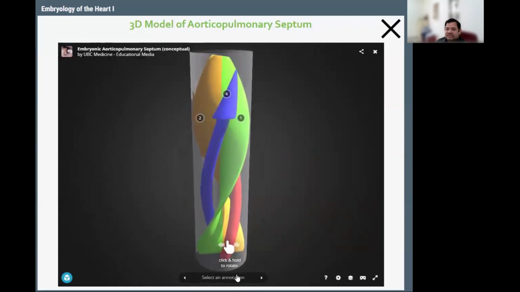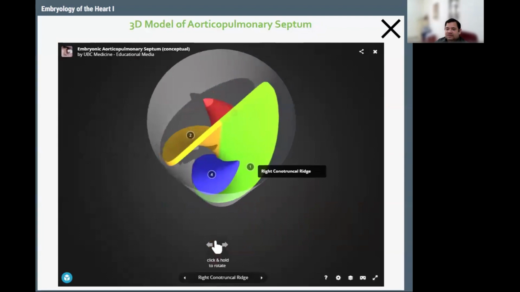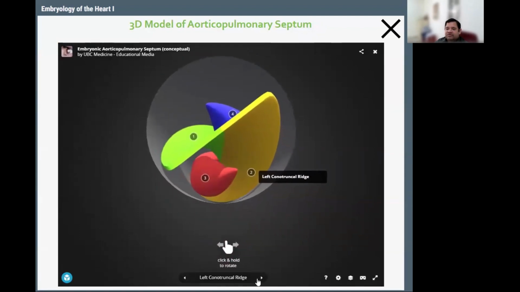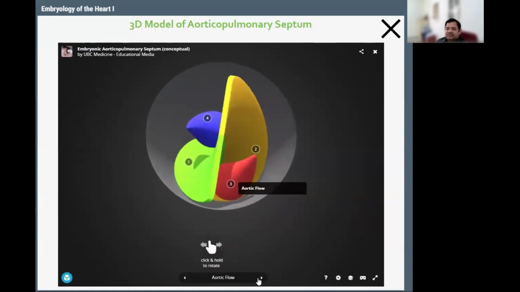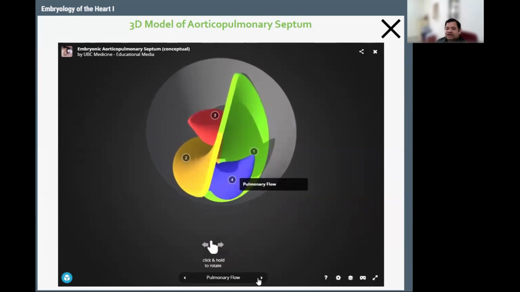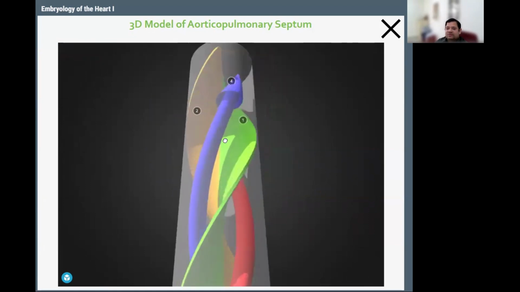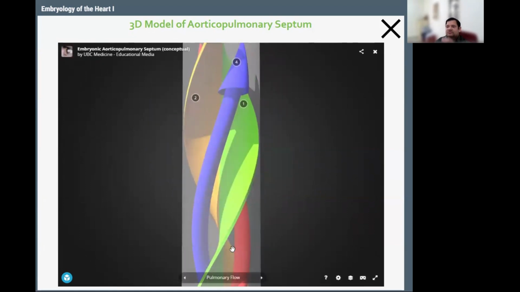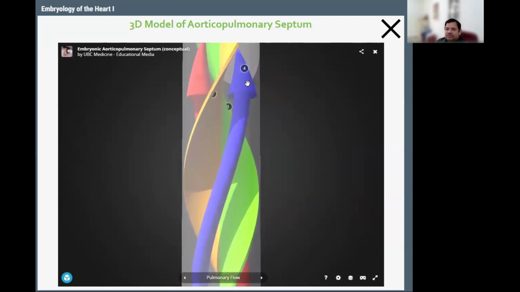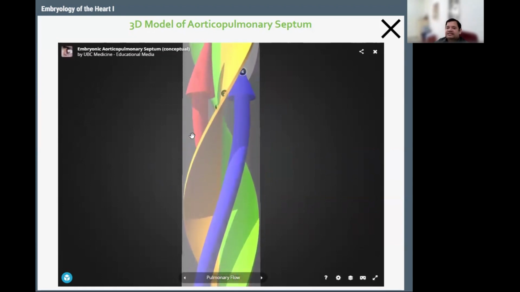So this is what is actually happening. You can see right conotruncal ridges in green, left conotruncal ridges in blue, yellow is the aortic flow, and fourth is the pulmonary flow. So this is how these things are going to connect. They are not straight like a tube. They have to crisscross and go. They have to be in a spiral format. This you have to remember very carefully. You can see this is moving spirally.